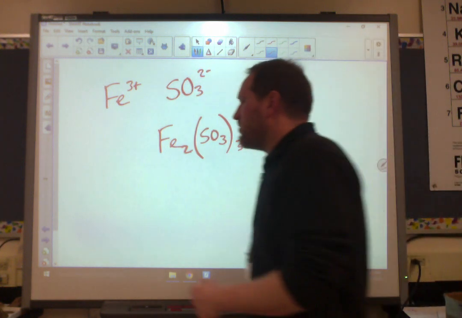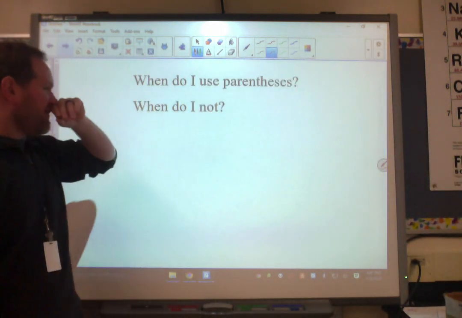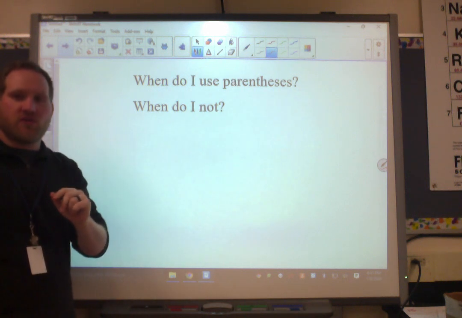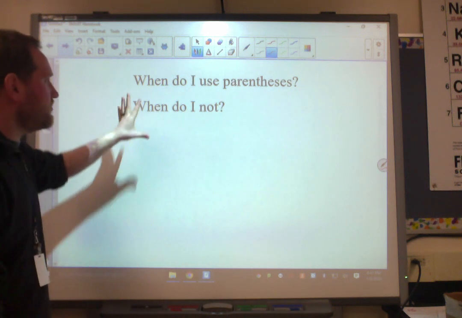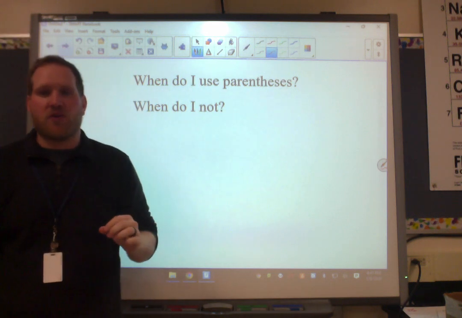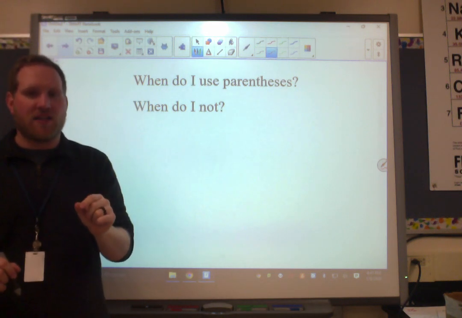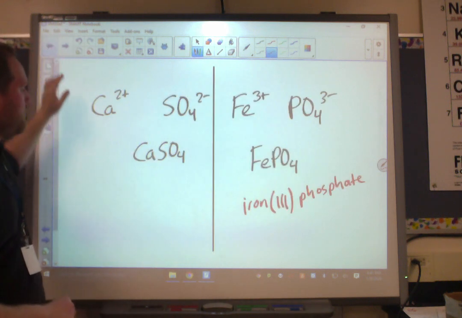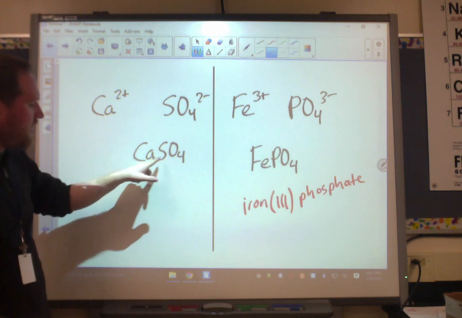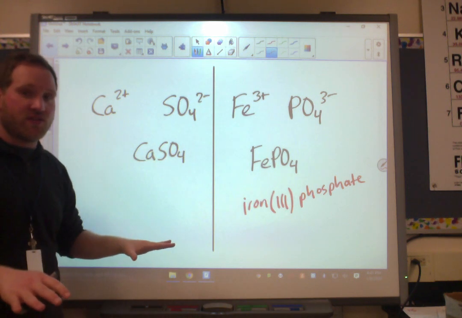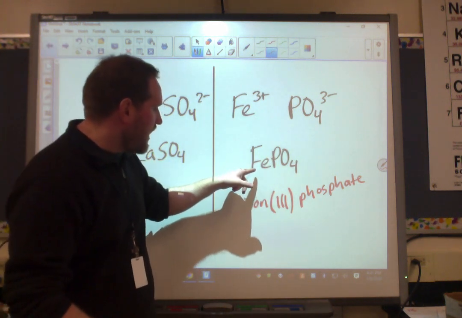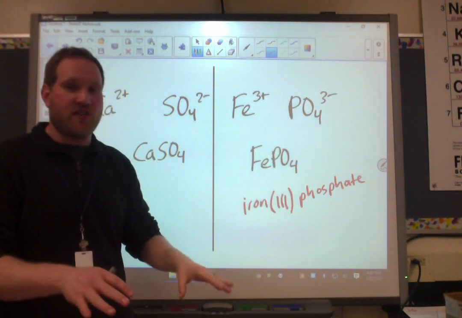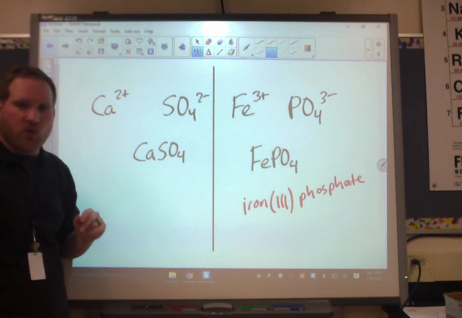Okay? So to reiterate an important point here, when do I use parentheses? When do I not? You don't always use parentheses with polyatomic ions. The answer to this question is you use parentheses when you have more than one of those polyatomic ions in the compound. Notice, for our first 2 examples, you had 1 calcium ion and 1 sulfate ion, no parentheses. Here, you have 1 iron ion, 1 phosphate ion, no parentheses. You do not use parentheses when you only have 1 of them.